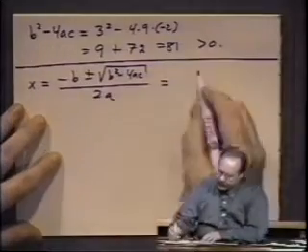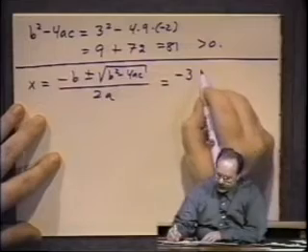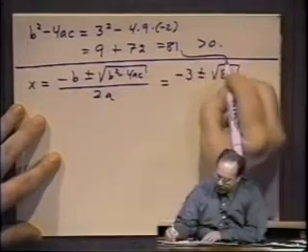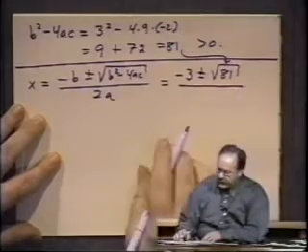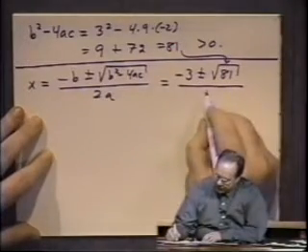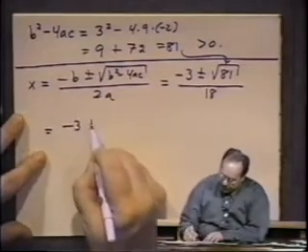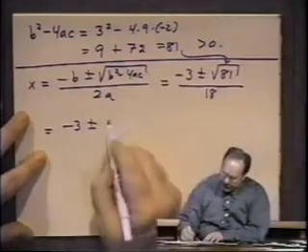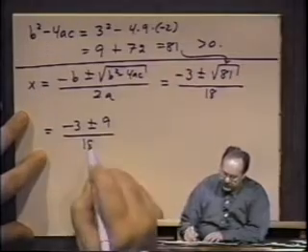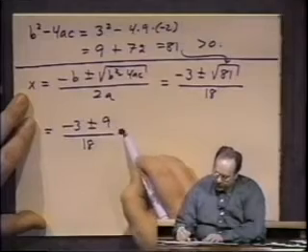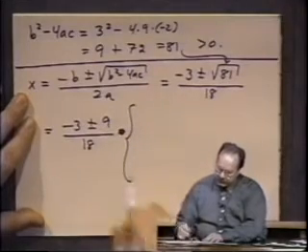Substituting in, the b is 3, so I have minus 3 plus or minus the square root of 81. That's from the work I did above. The a here is 9, so 2 times 9 is 18. Then minus 3 plus or minus the square root of 81 is 9, all over 18. And then from there, I'm going to have 2 possible solutions.